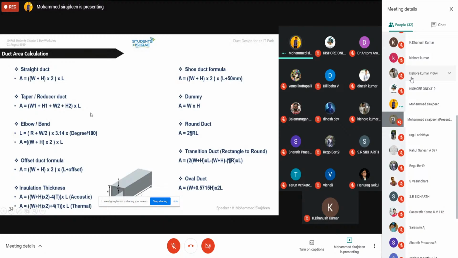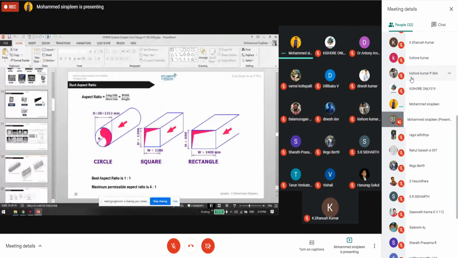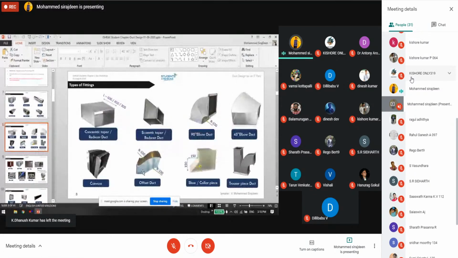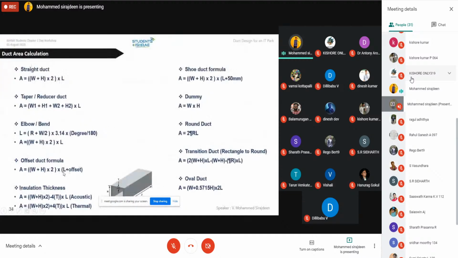Generally the length will be 300 or 450 or 600, depends. Then the elbow is based on the design, based on the inside radius, 150 radius, and this is the formula. Then for the offset we have to take width plus height into 2 into length plus offset. The offset is the distance from the center point of the inlet to the center point of the outlet. That is the difference, maybe 100 to 200, which we have to consider. So length plus offset.